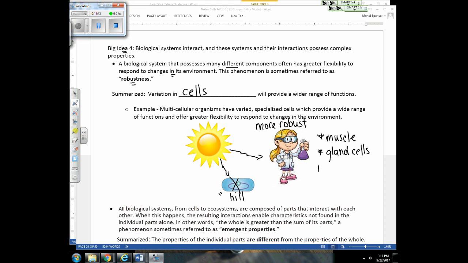Your skin cells are going to produce melanin, and that's going to help protect your DNA from the UV. I can go on and on. But again, you're going to have a greater chance of surviving. You are more robust because you have variation in your cells that are going to help you respond to a change in the environment.